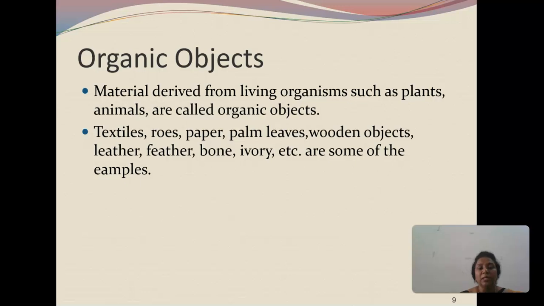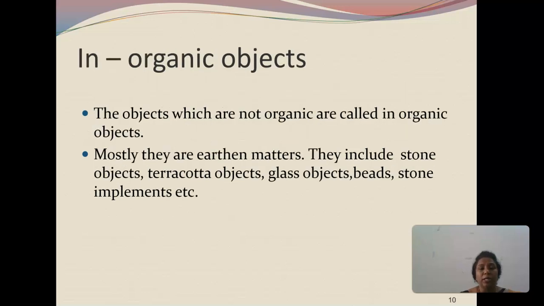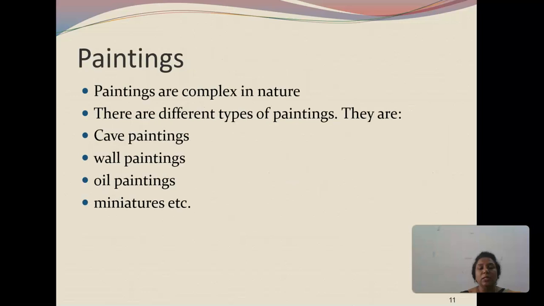Then organic objects, that is materials derived from living organisms such as plants, animals, and others: paper, textiles, palm leaves, wooden objects, feather, leather objects, bone, and ivory objects. These all come under organic objects. Then inorganic objects, the objects that are not organic, like terracotta objects, glass objects, beads, and stone implements. And paintings are very complex in nature, and there are different types of paintings: cave paintings, wall paintings, oil paintings, and miniatures.